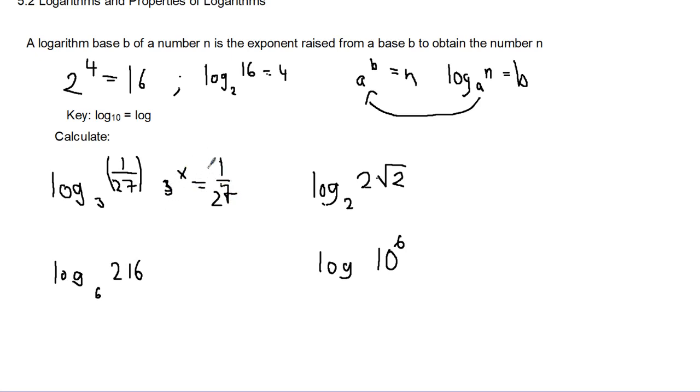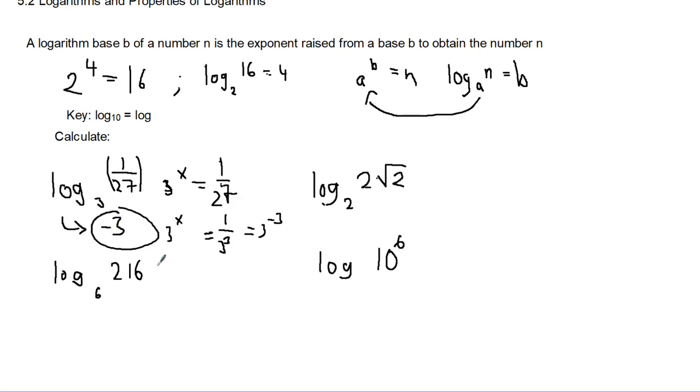So 3 to the what power equals 1 over 27? Well, 1 over 27 is equal to 1 over 3 cubed. If you take the reciprocal of 1 over 3 cubed, you'll get 3 to the negative 3. So 3 to the x is equal to 3 to the negative 3. So x is equal to negative 3. So the log base 3 of 1 over 27 is negative 3.